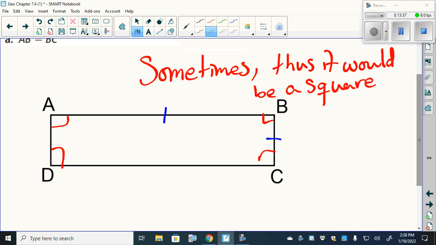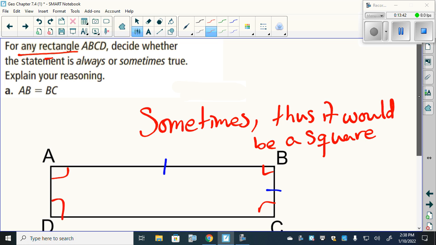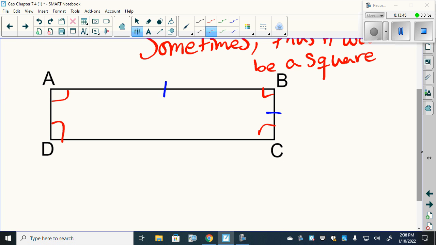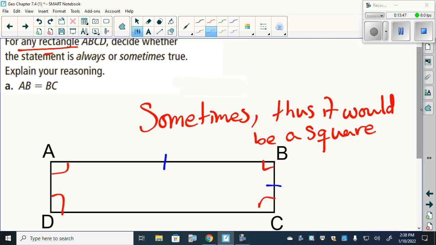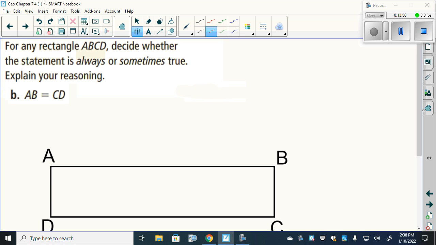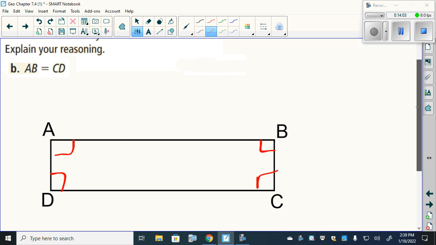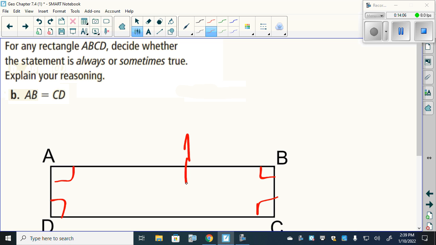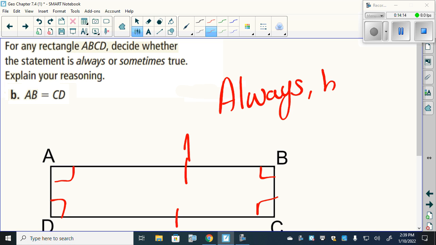Now, what if it said any rectangle that's not a square? There would be never. Like never ever. Guys, if all angles are 90 and all sides are congruent, then it would be a square. I think AB does equal BC, that's just a long square. Always. It always equals. Always, because it's a parallelogram.